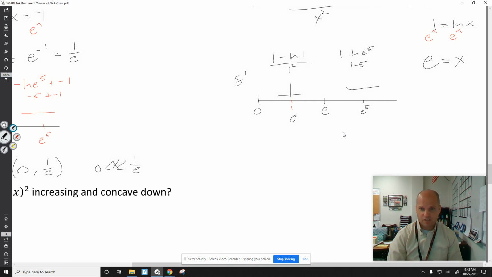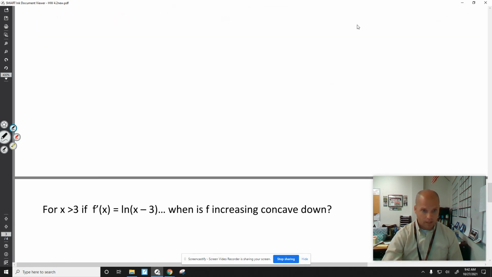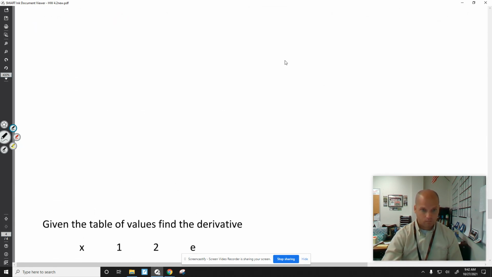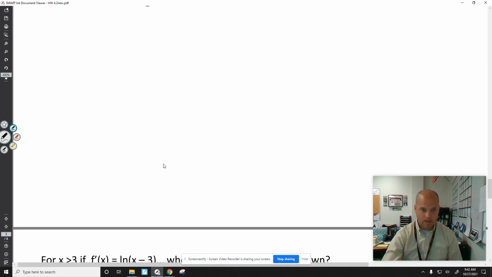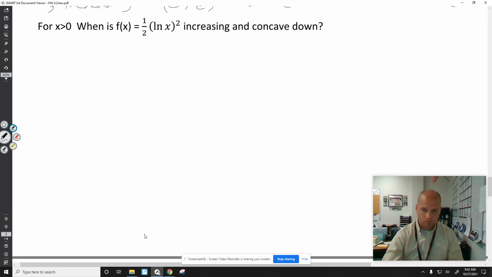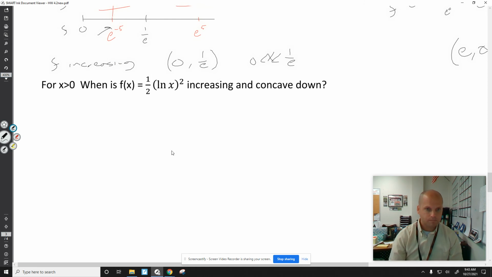When is f decreasing? F is decreasing when its derivative is negative. So you can either say e to infinity or x is bigger than e. All right, then we go into some first derivative and second derivative sign analysis. This one I'm given f. This one I'm given f prime. So we'll be careful with that one.